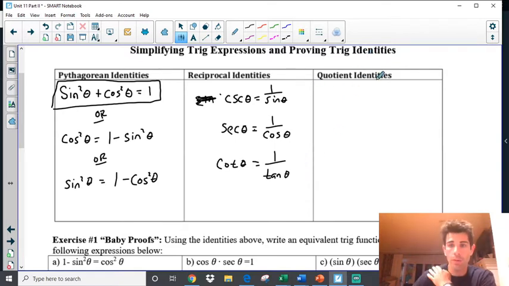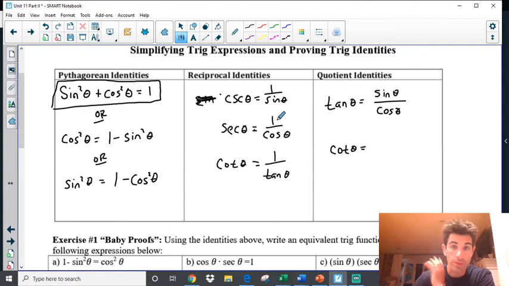And then you have quotient identities, which build off of tangent theta. Tangent theta is the sine of theta over the cosine of theta. Then you'll have the cotangent of theta. Think about it, all of these are like reciprocals. So you take the reciprocal of tangent, which we're now calling sine over cosine, and you just flip that, so it becomes cosine over sine.